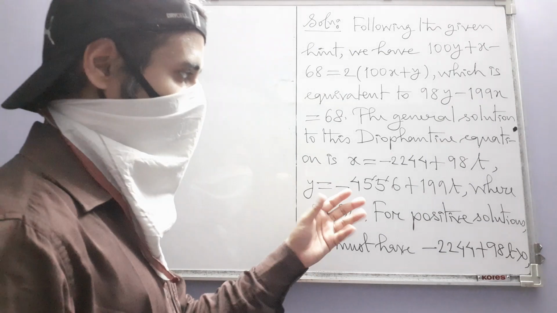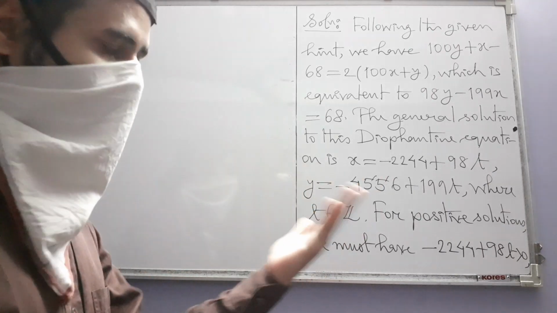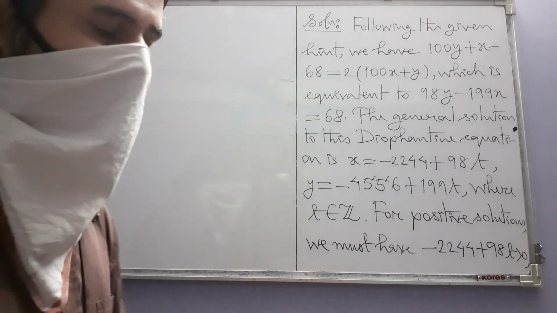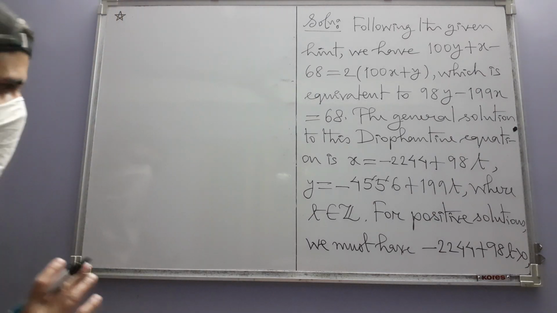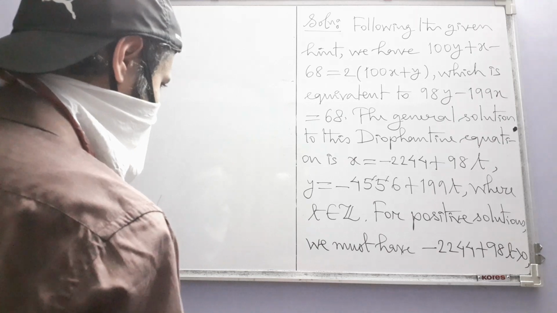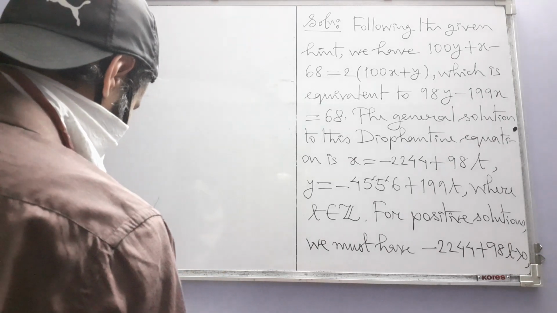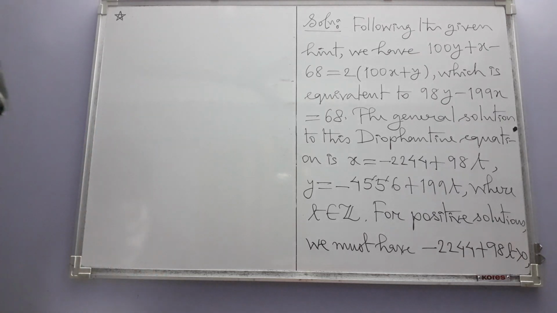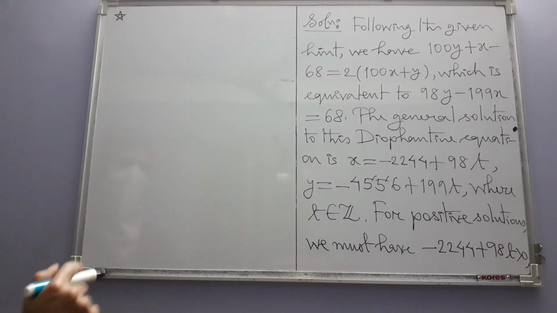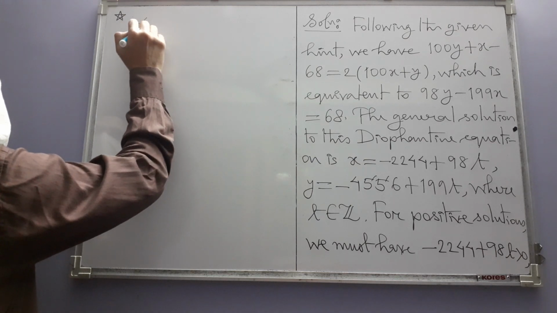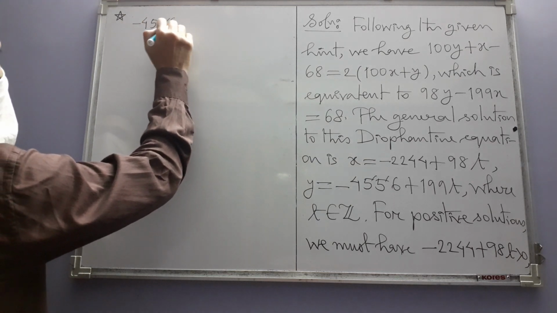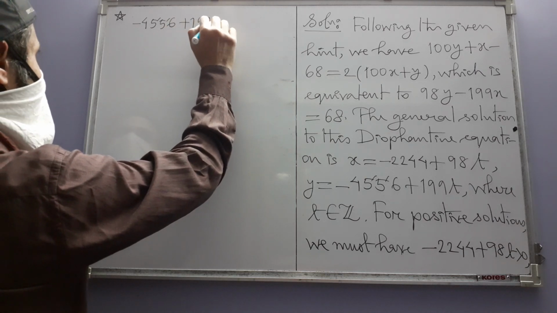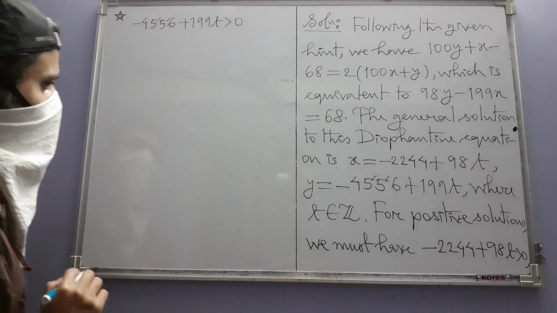Had that been the case, we would have got two inequalities between which T had to lie, but that's not the case here. So both of them are going to give us the same type of inequality, and in fact they give us the same inequality, and that inequality is this. But before that, let me, I did not write this. Plus 199t must be greater than 0.